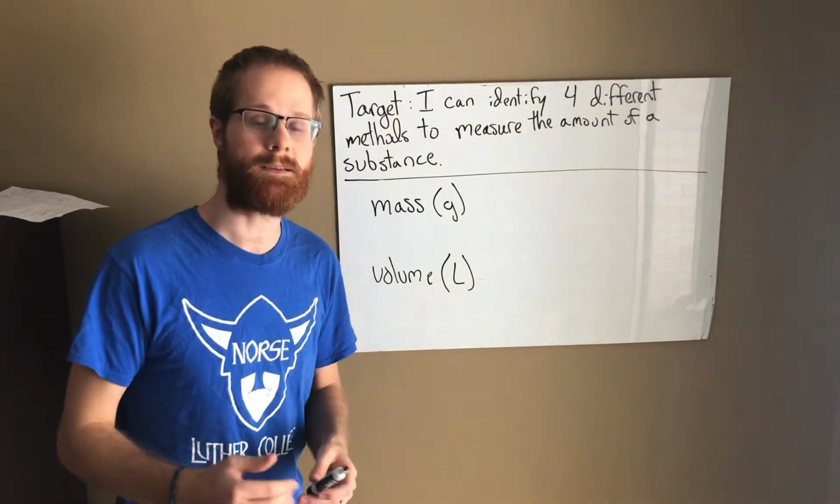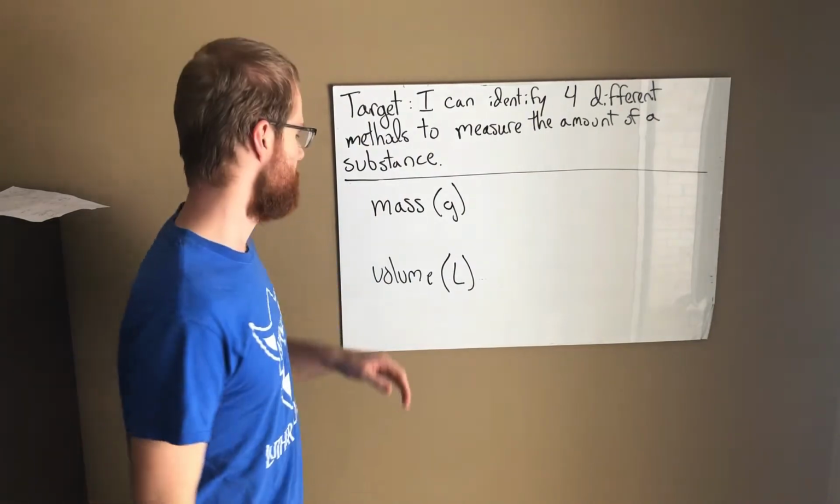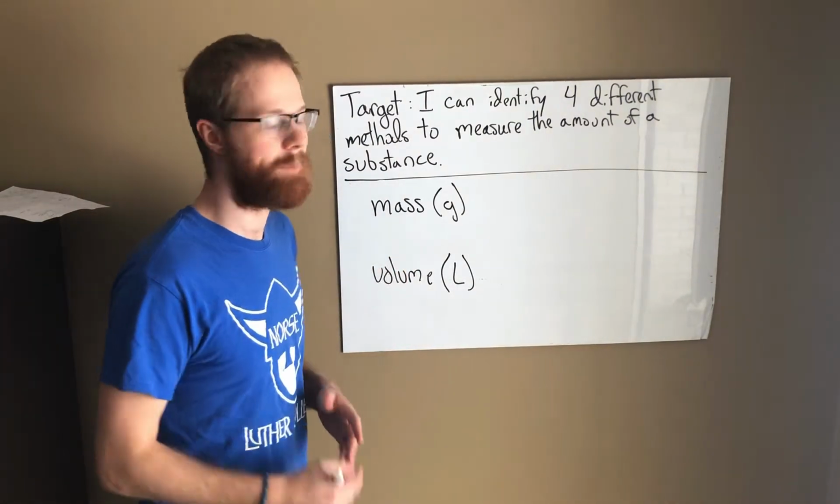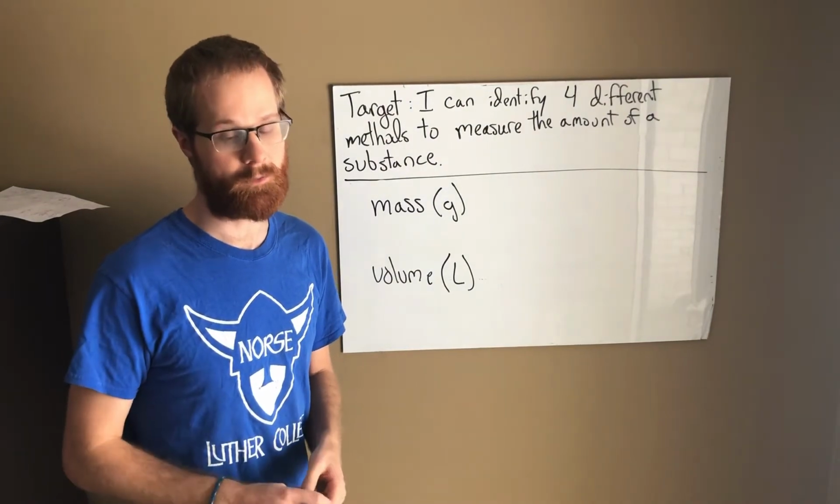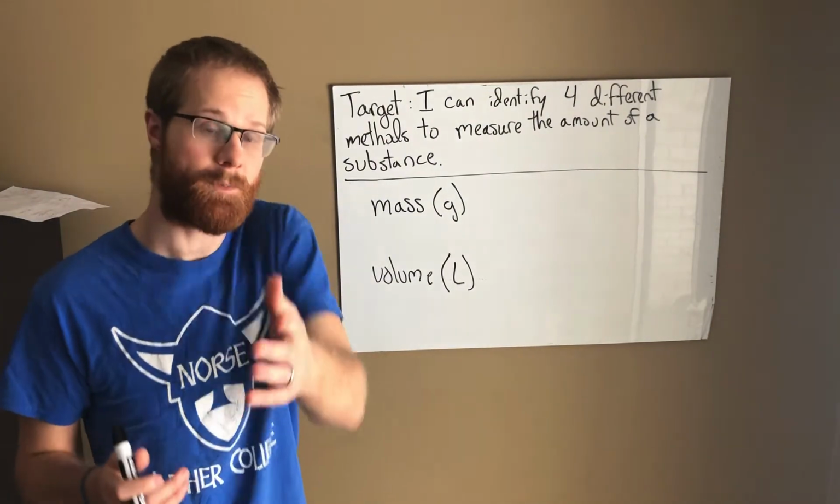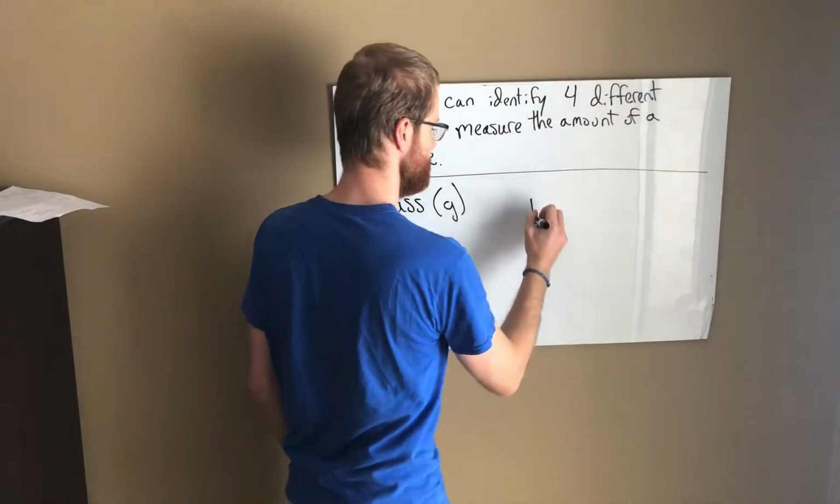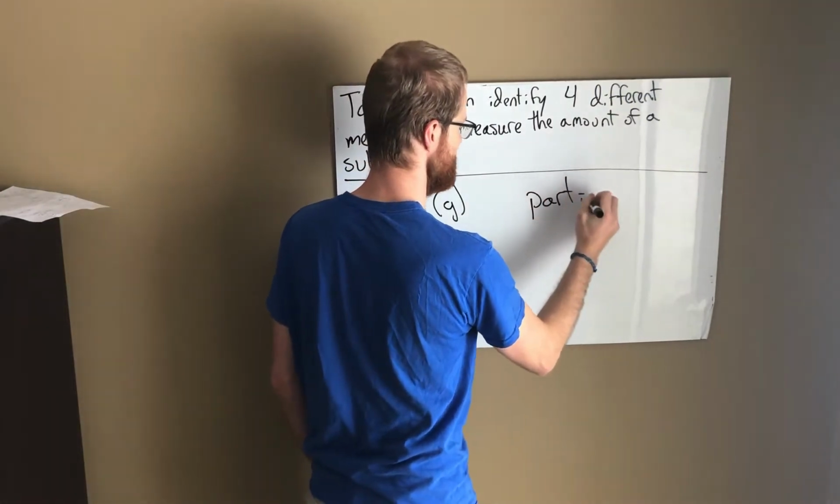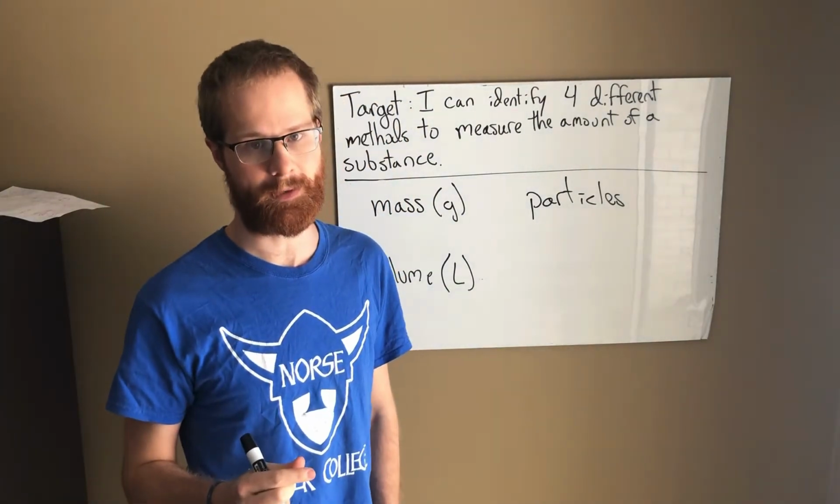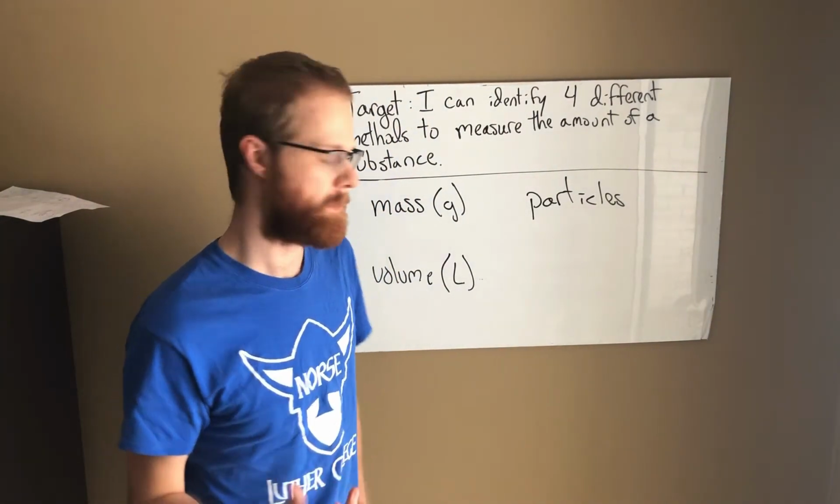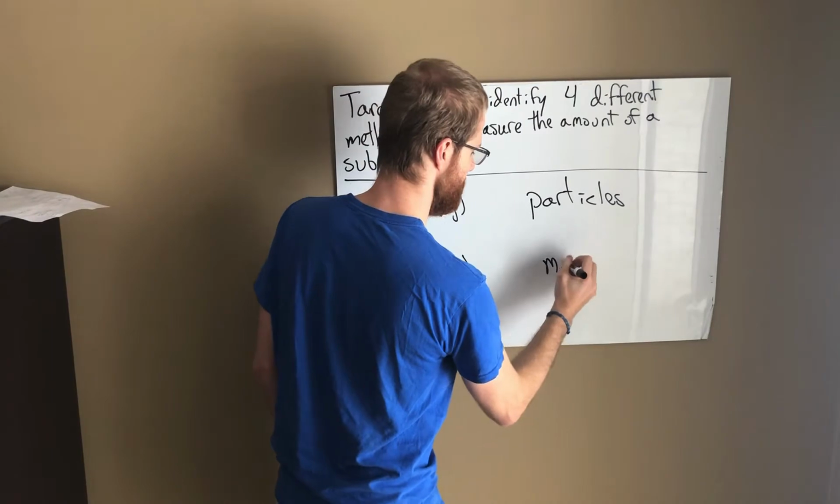If that didn't make any sense to you, basically understand that these are 2 ways we can measure substances. Okay. So what are 2 other different ways we can measure substances? Well, we can measure the particles, right? And that just has units of particles. We can measure effectively the atoms and the molecules and things like that. And we can also measure something called the mole. Okay.